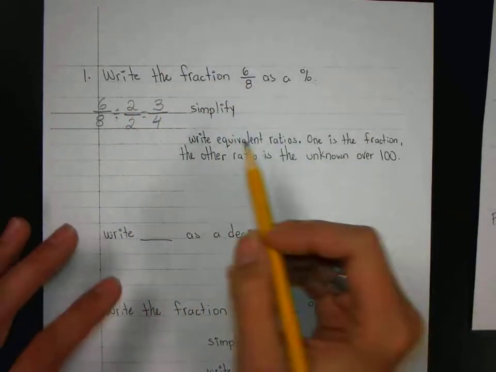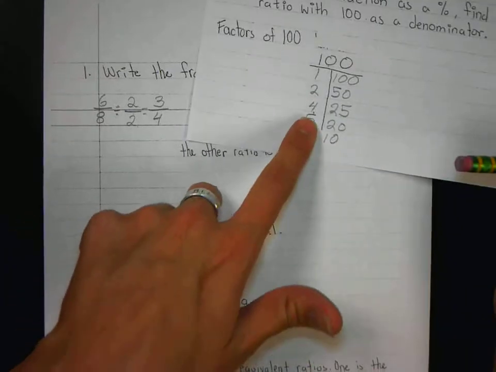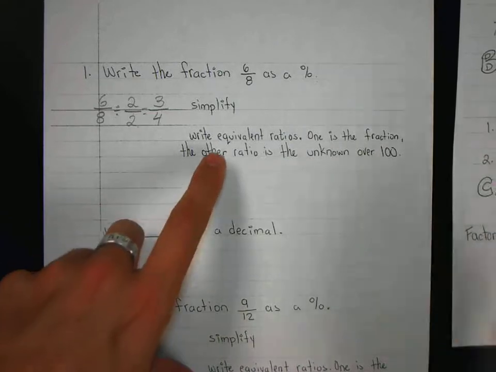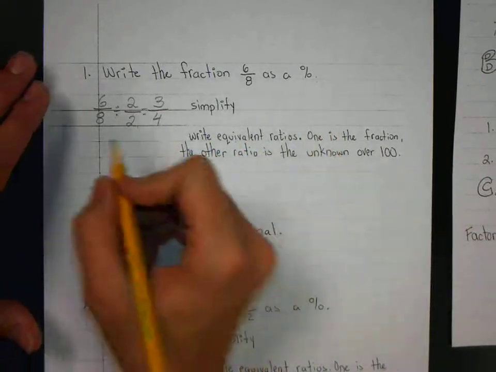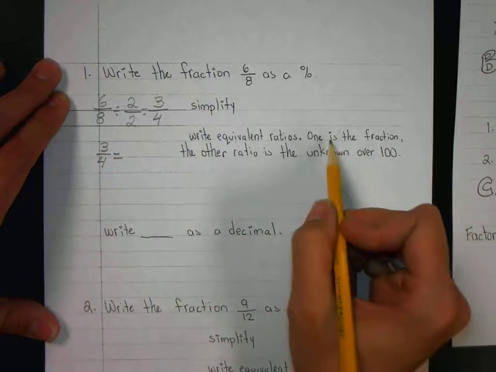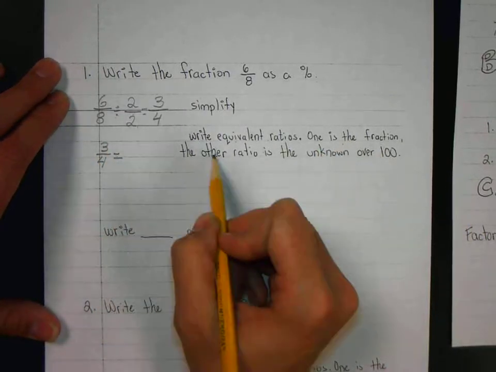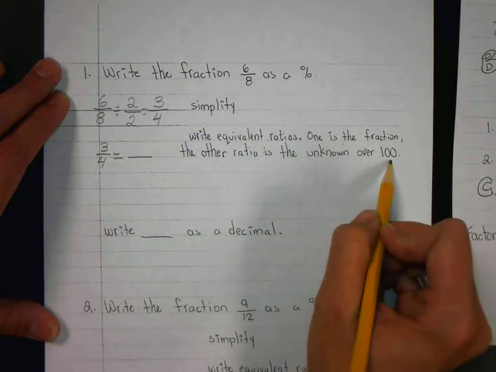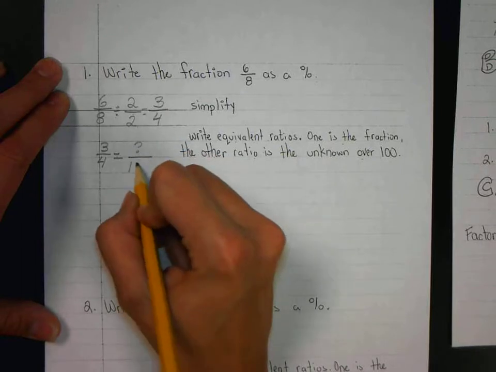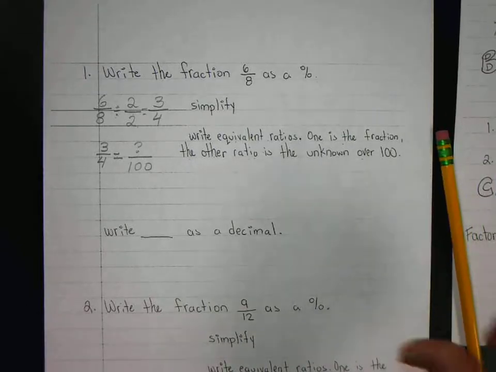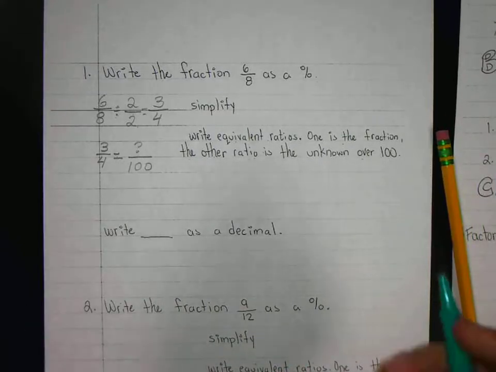Okay? 4 is one of our fancy factors here, which we can make into 100. So our second step is to write equivalent ratios, which means ratios that equal each other. We have 3/4 equals. One is the fraction, 3/4. The other ratio is the unknown over 100. So we want the unknown over 100 because, again, with a percent, our denominator needs to be 100. Then we use what we know to find what we don't.